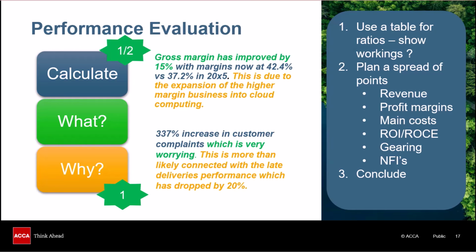So here is the format to follow for a performance evaluation question. First of all, you must use a table for your ratios. Clearly label those ratios and show any workings for complicated ratios. Number 2, then plan a spread of points. Use those headings. Always talk about revenue. Always talk about margins. Look at any main cost changes. If they're asking you to look at return on investment, then please calculate that. And if you're looking at financial position, please make sure you calculate gearing. There may be some non-financial indicators also, to do some linking to those financial indicators.